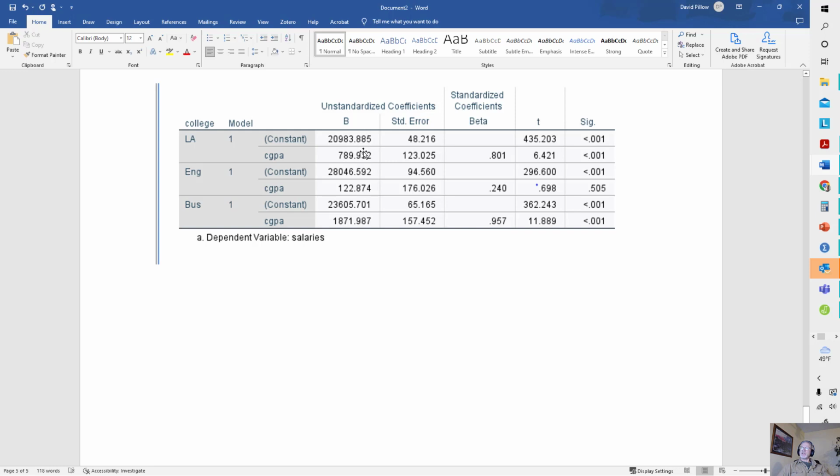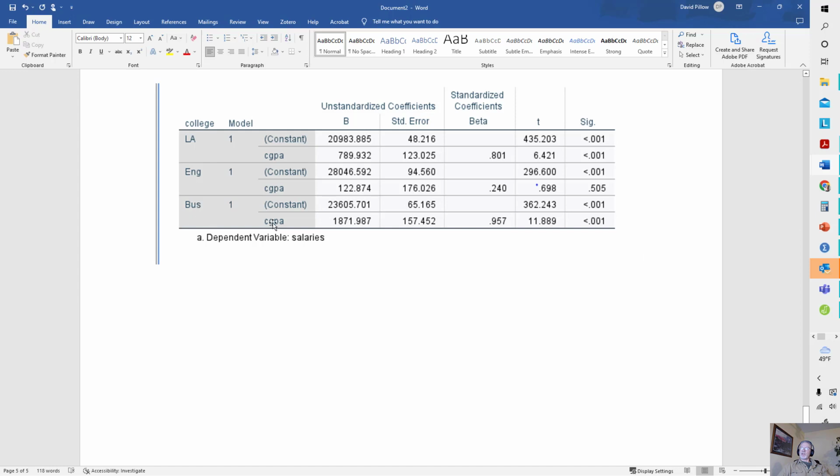All you need is a constant and a slope to be able to plot a line. So that information should allow you to plot a line. You just need a couple of x values so that you can get a couple of points, and then you can plot it. Then we have the slope here and the intercept for the engineering majors. This slope is not significant. They said that it was going to be around 123. It's 122.874. And the constant is 28,000. They're making $28,000 a year compared to the liberal arts majors making $21,000 a year on average.